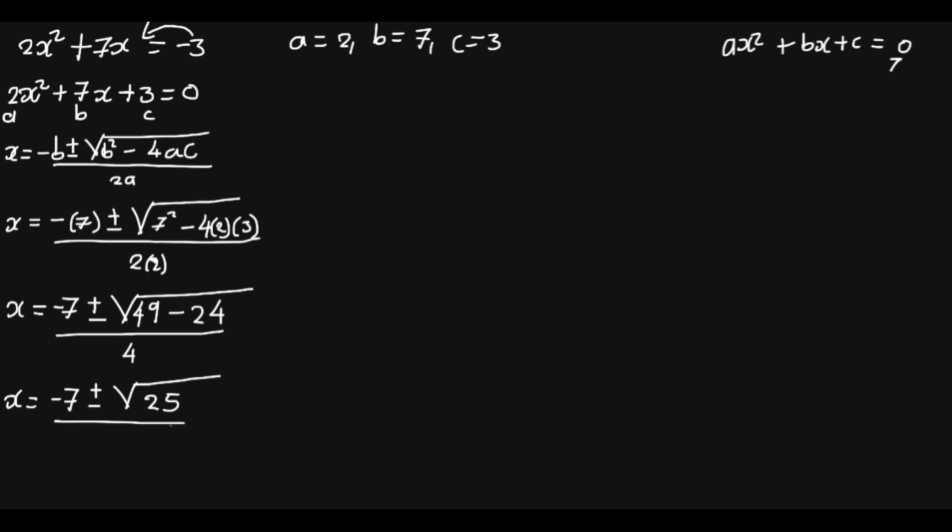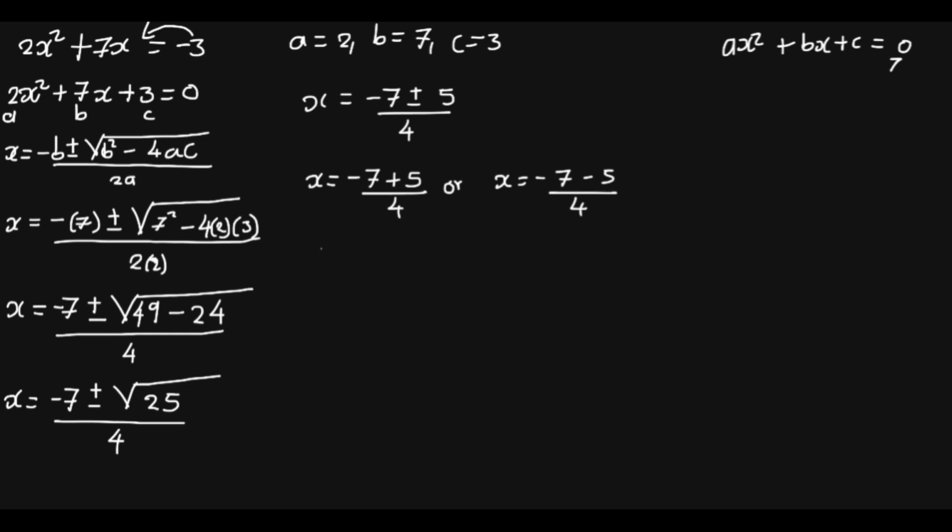Now we can find the square root of 25. The square root of 25 is 5, the number that we can multiply by itself to give us 25, over 4. We need to now split into 2. So x is equal to negative 7 plus 5 over 4, or x is equal to negative 7 minus 5 over 4.